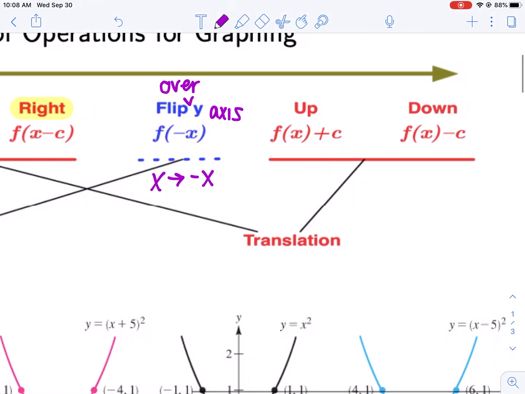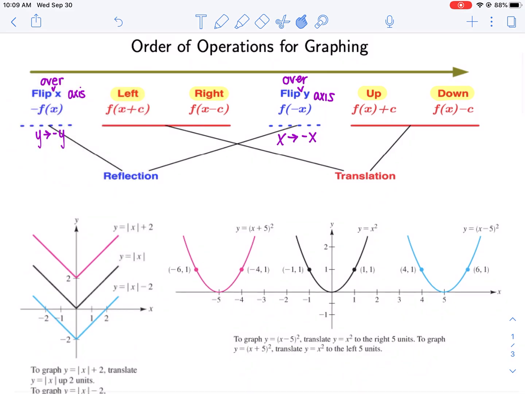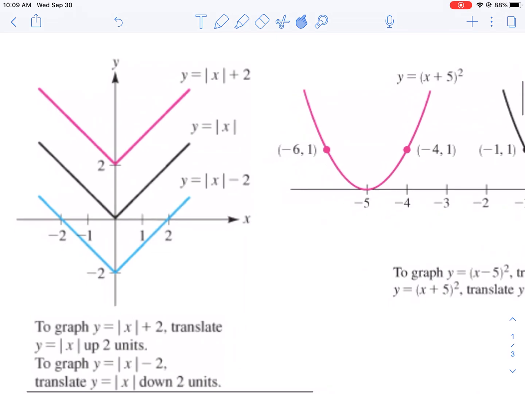The last option you have here is if there's a value being added to the end of the function. Plus c means you go up, minus c means you go down. C is any number, my dears. It could be 5, 7, 32, 105, any number. You just have to notice where it is within the function. I have two very good examples to start, and then we'll actually graph today.